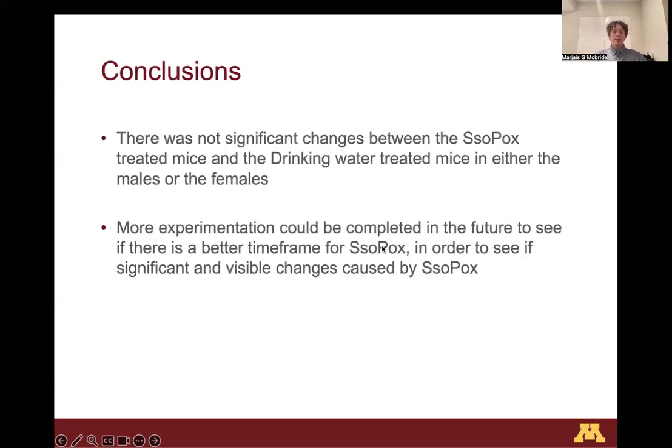For conclusions, there were not significant changes between the SsoPox treated mice and the drinking water treated mice in either the males or the females. More experimentation could be completed in the future to see if there is a better time frame for SsoPox, in order to see significant changes caused by the SsoPox treatment.